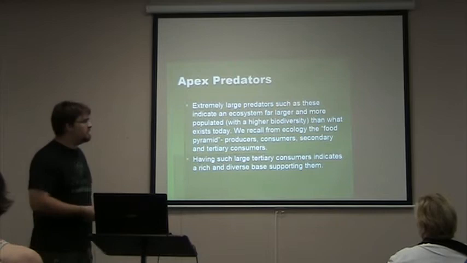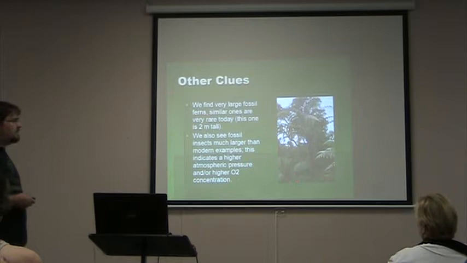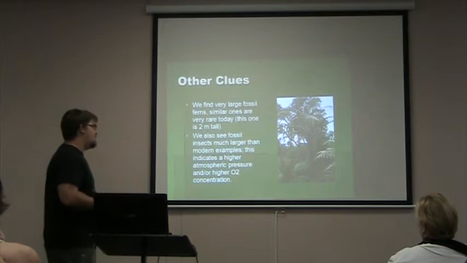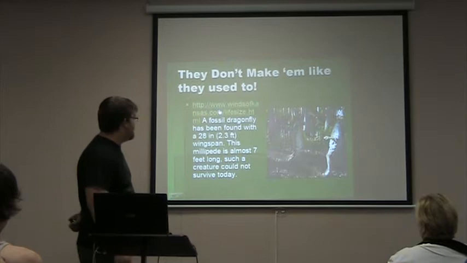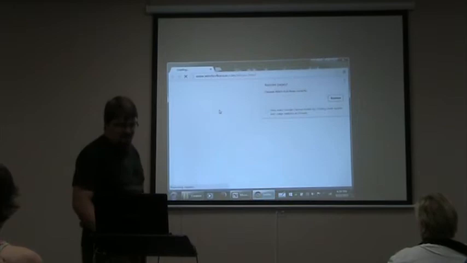than it is today. We find very large fossil ferns. This one is approximately 2 meters tall. We find them in the fossil record 80 meters tall. Much larger than today. Okay. We also see very large insects in the fossil record. And let's go ahead and get into this a little bit more, not to be the stuff of nightmares or whatever. But this particular millipede looking thing is roughly 7 feet long.